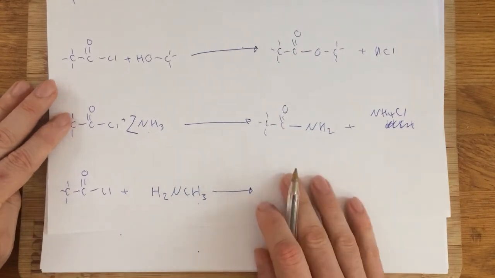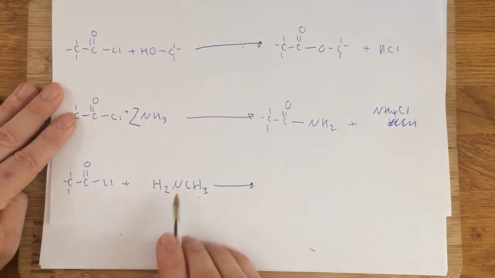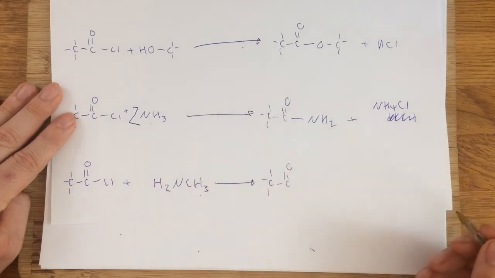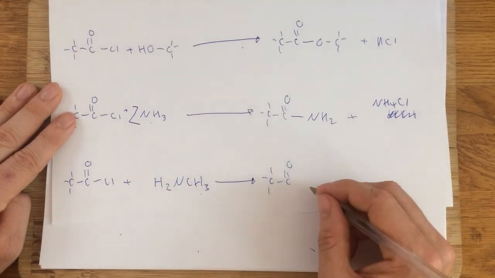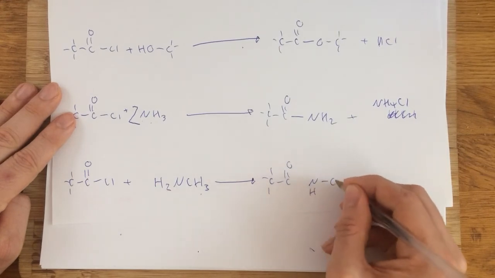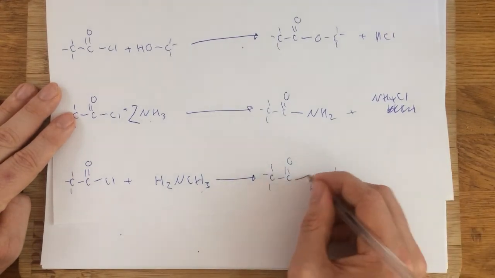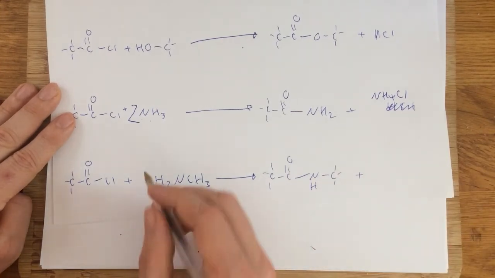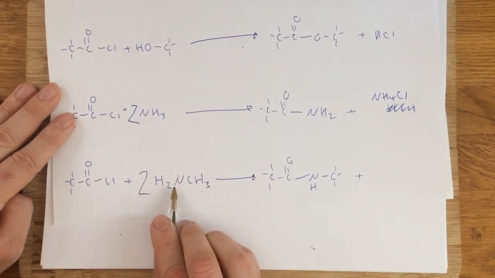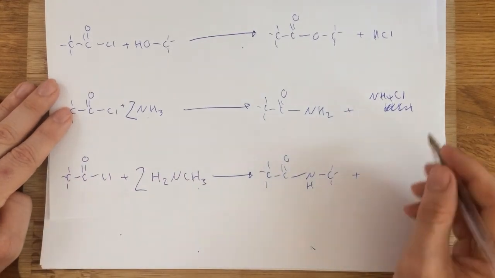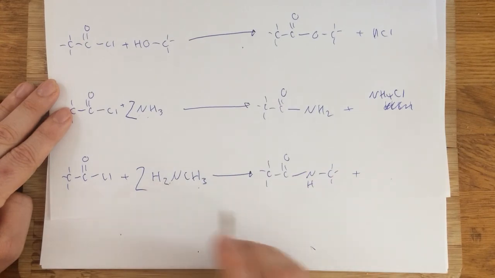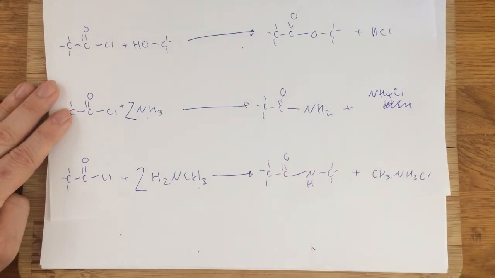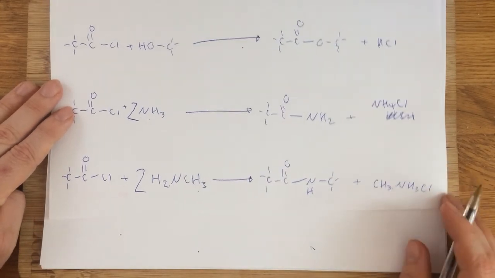Okay, and then finally we've got our acyl chloride and an amine, exactly the same thing. So break off the Cl, break off one of the H's from the nitrogen, and then join them up, and that's going to make a HCl. But again, an amine is a base because that nitrogen's still got a lone pair. And so the HCl that you formed will react with another one of them, and you'll get, again, an ammonium salt, methyl ammonium chloride.